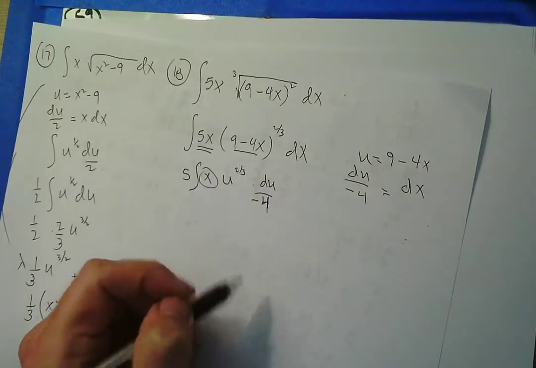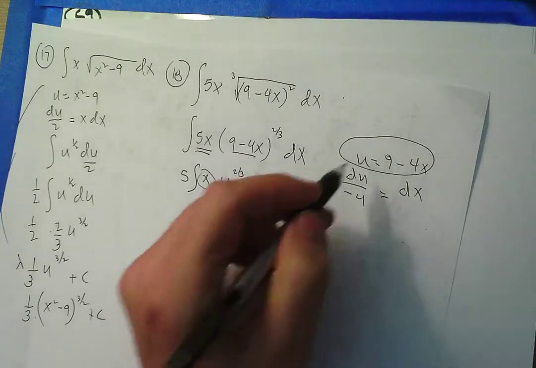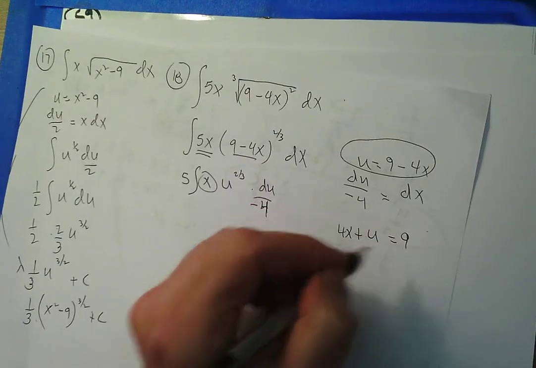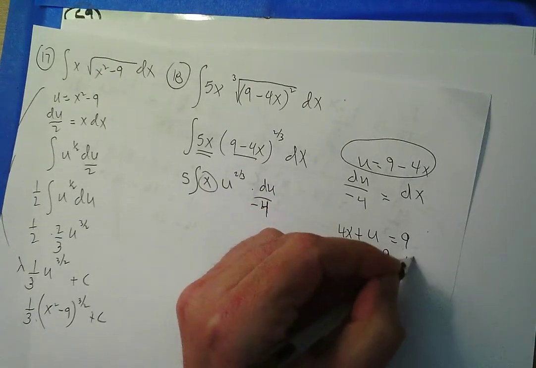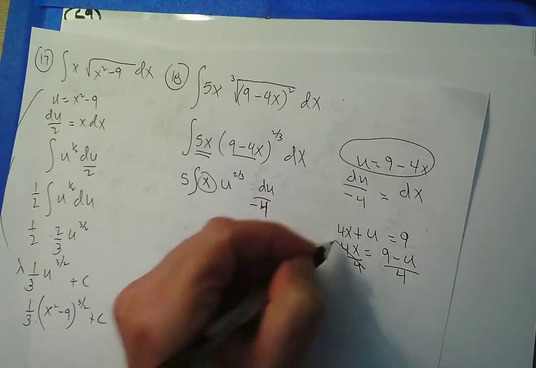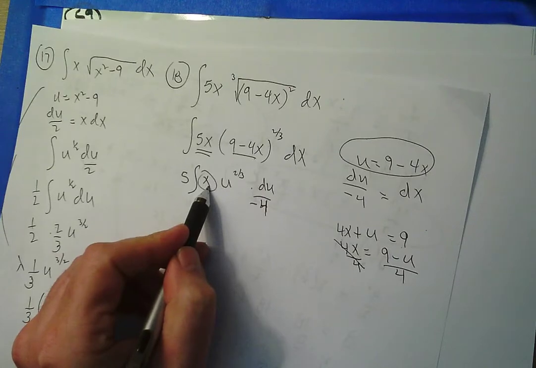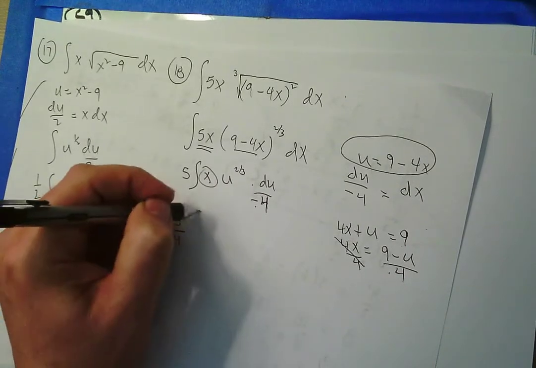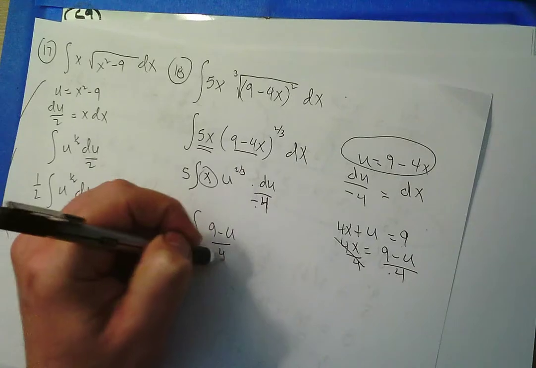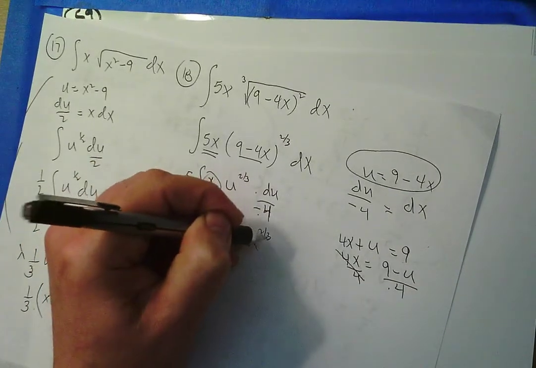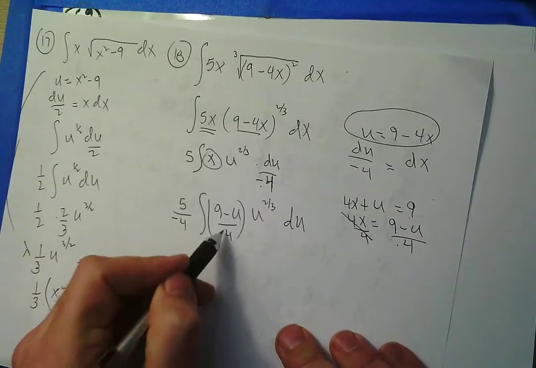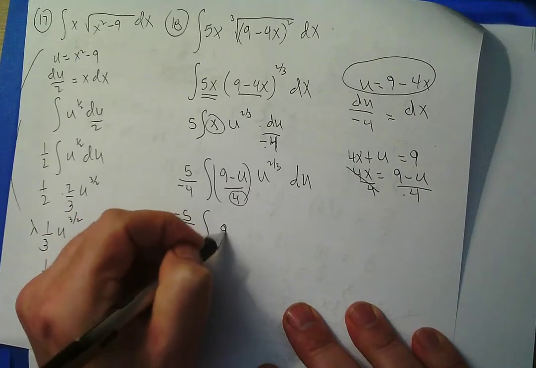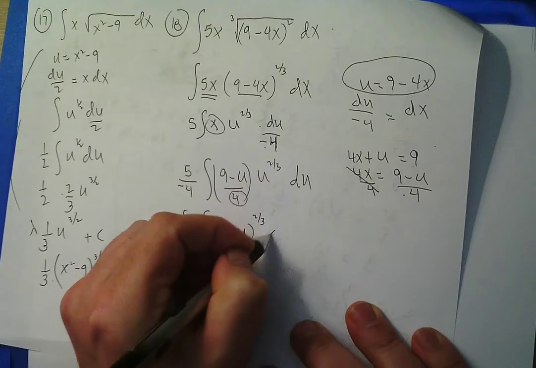So I need to find some way to get rid of this. Well, let's go to our u definition and solve this equation for x. So I get 4x plus u equals 9. 4x equals 9 minus u. Divide by 4. So where I see x, I can replace x with all this stuff. So I'm going to have 5, bring out this constant, negative 4, integral (9 minus u) over 4 times u to the 2/3 du. Well, here's another constant I can bring out. And so I'm going to have negative 5 over 16 integral (9 minus u) u to the 2/3 du.